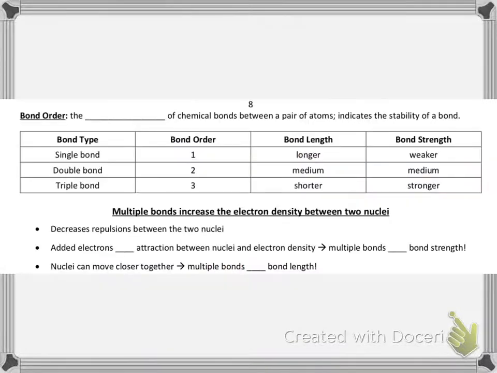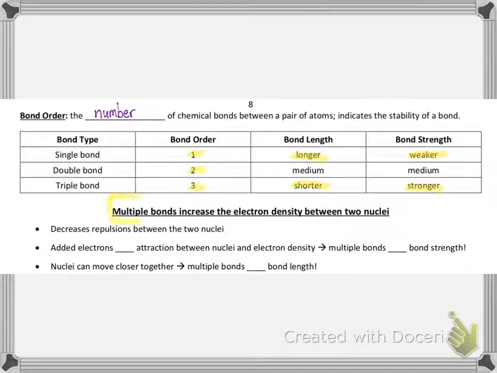Okay, we can talk about something called bond order, which just tells you the number of chemical bonds between a pair of atoms. It's just another way of talking about single, double, and triple bonds. Single bond, of course, is a bond order of 1. Now, single bonds are the weakest of the 3 bond types, and they are the longest because they have the minimum number of electrons between them. Double bonds are in the middle, and triple bonds are going to be shorter and stronger.